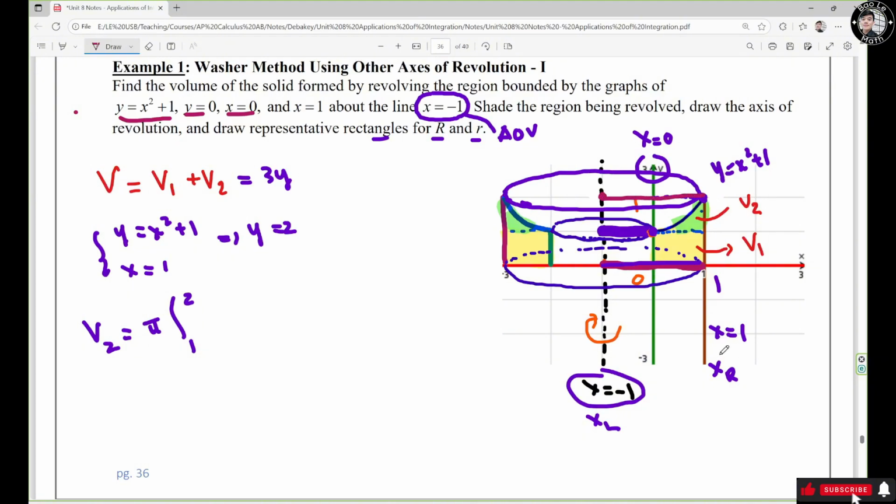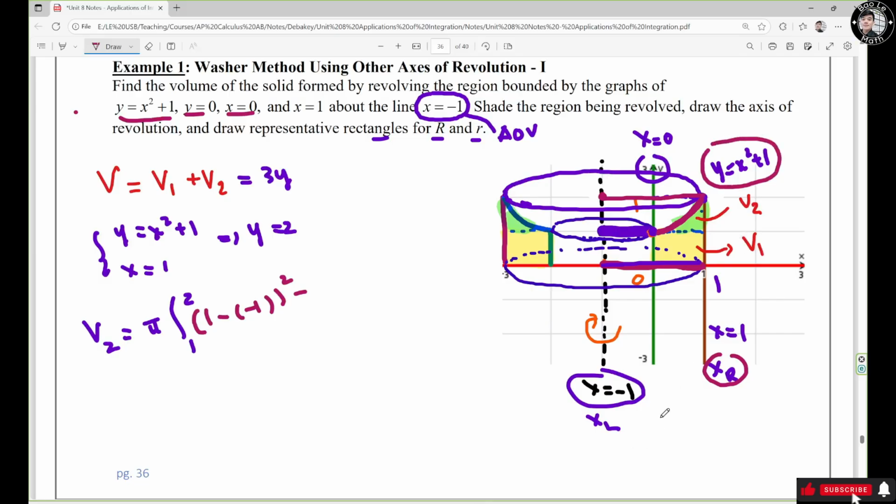So it's s right subtract s left, right? So it's going to be 1 subtract negative 1 altogether squared, minus the smaller radius, depending on the graph right here. Now remember that this one must be in terms of y, because the representative rectangles are perpendicular to the vertical axis. So you need to rewrite this one in terms of y.